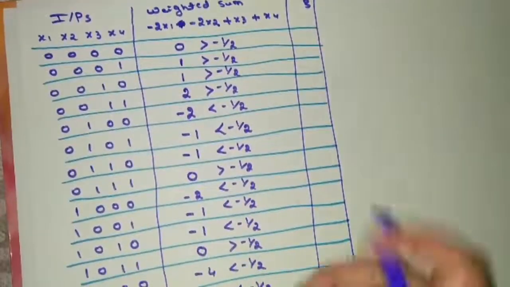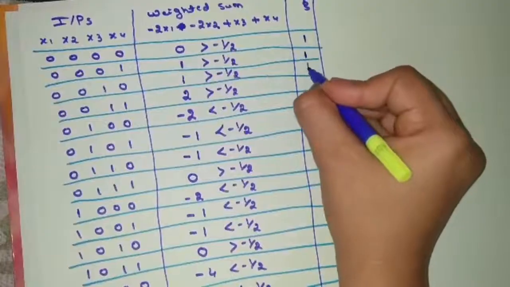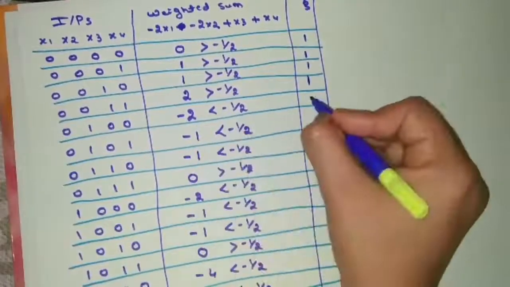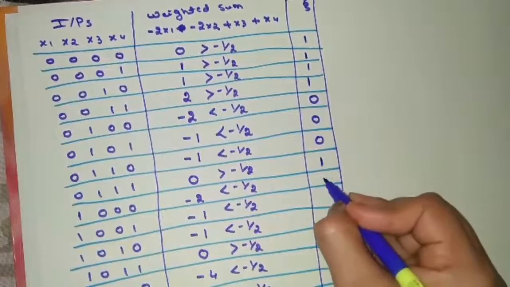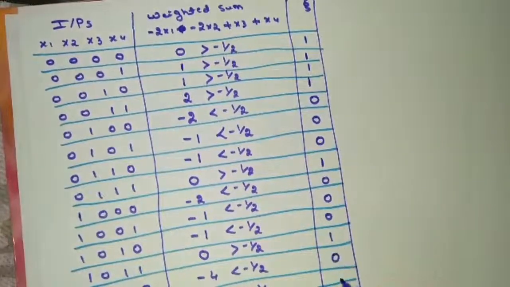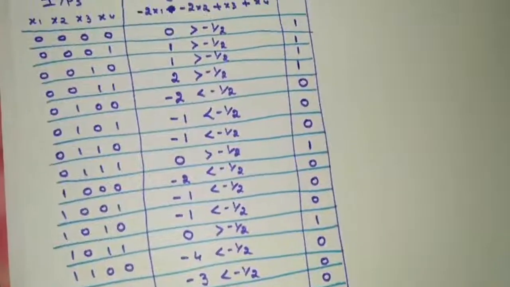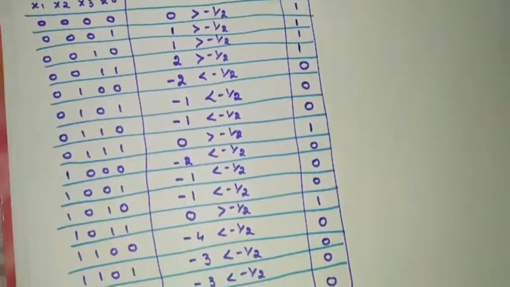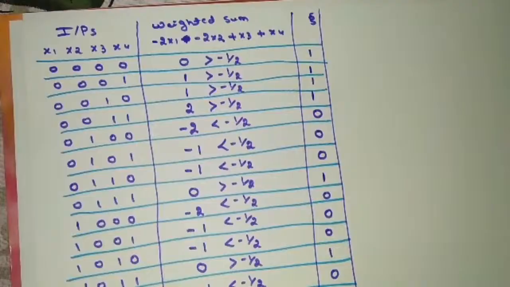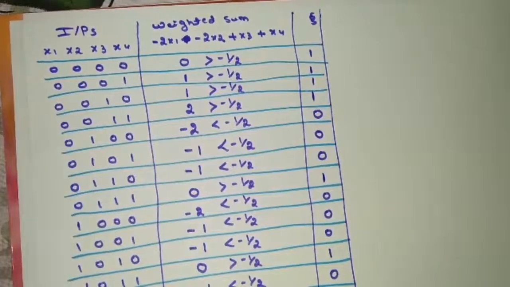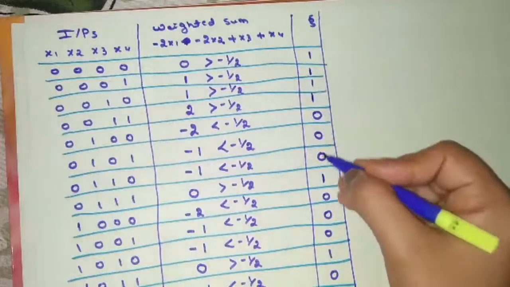So when the weighted sum is greater than the threshold, output will be 1. Here it is lesser than the threshold, output will be 0. Just complete the whole column of G. Okay, now I have completed. In the previous question, we went to the K-map in the next step. Here we don't have to go to the K-map, because we still have another threshold logic to solve. Now we have the values of G.